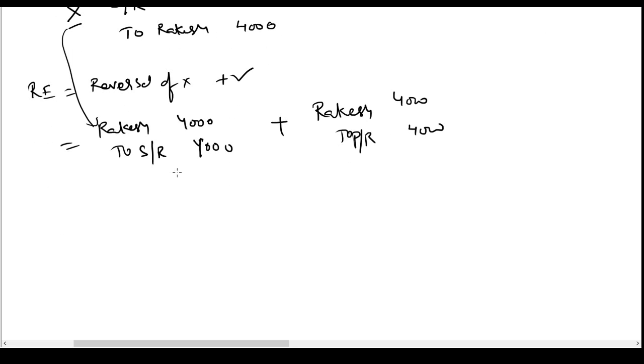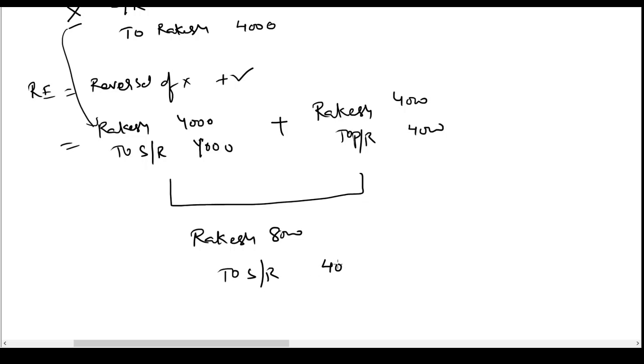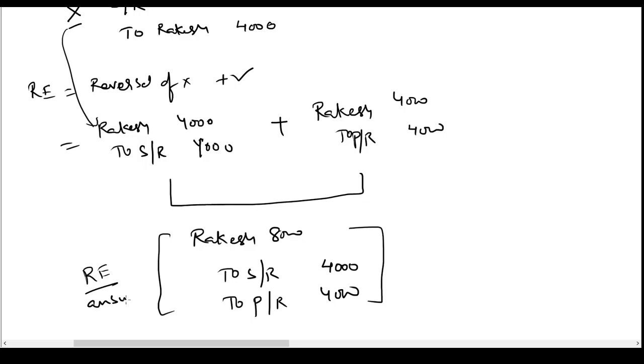So the net effect would be Rakesh would be debited with 8,000. Sales returns would be credited with 4,000. Purchase returns would be credited with 4,000. So this is the rectification entry we have to now pass. This is the answer for this bit.